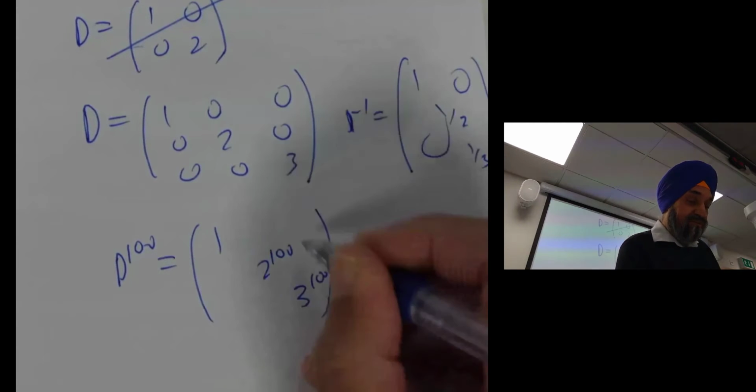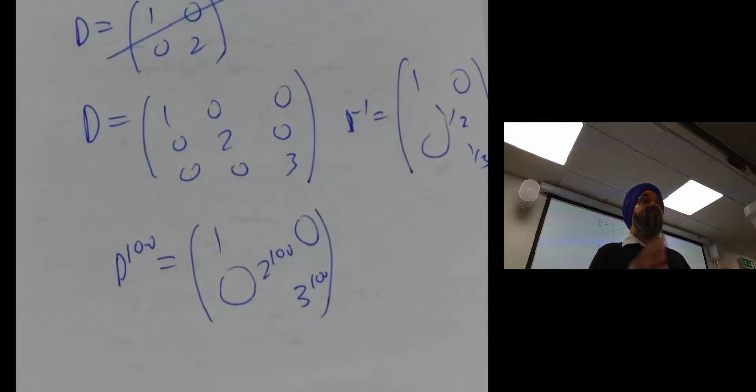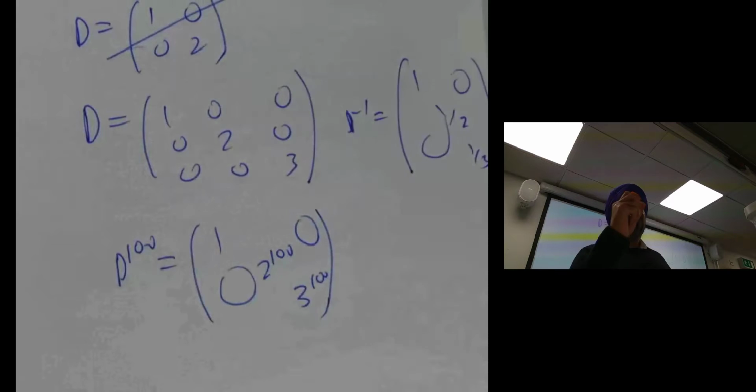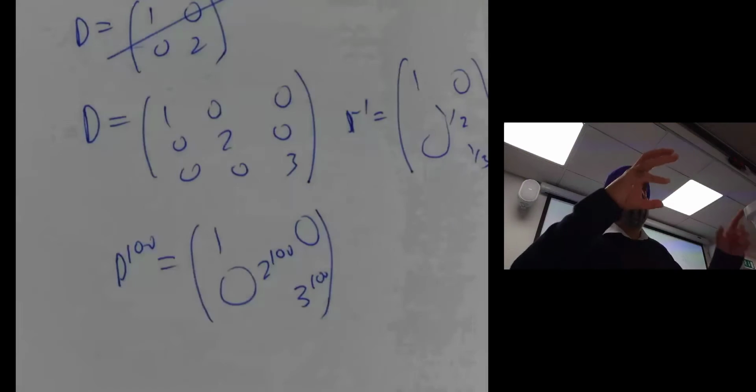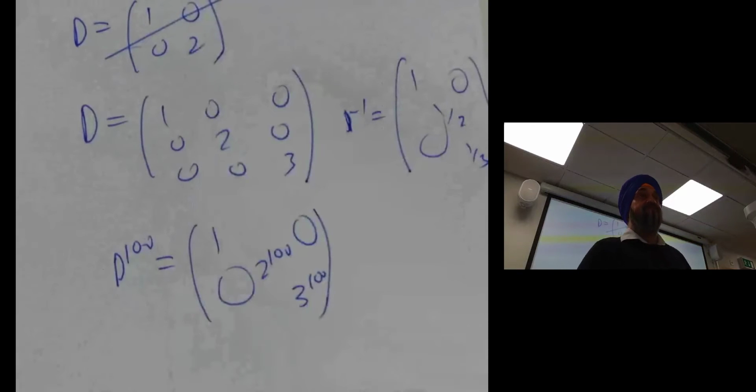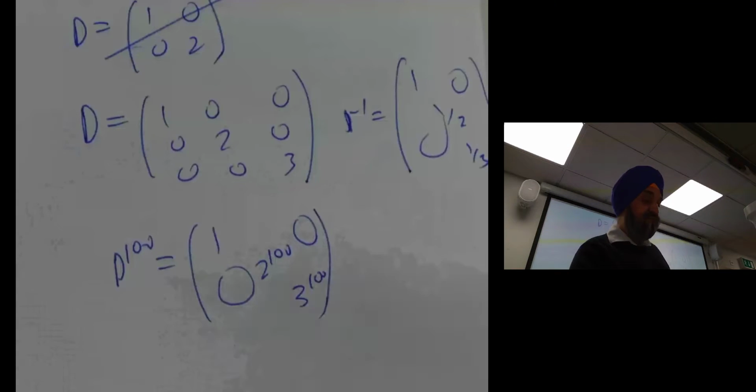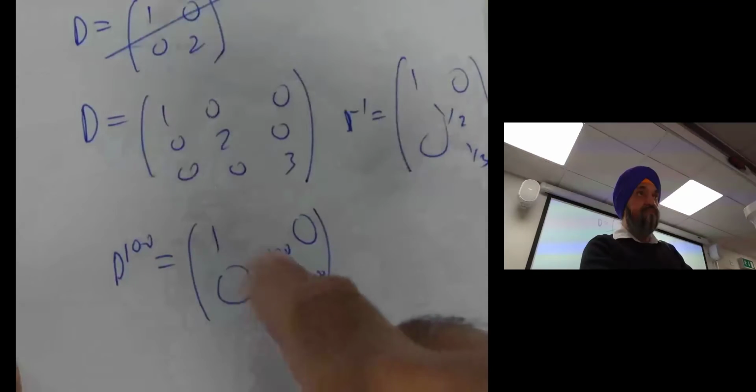And 3 to the 100. That's what it is. That's why you want a diagonal matrix. So if you're working out A to the 100, you shift the problem to working that one out. That's what you shift it to. You transfer it from A to something like this.